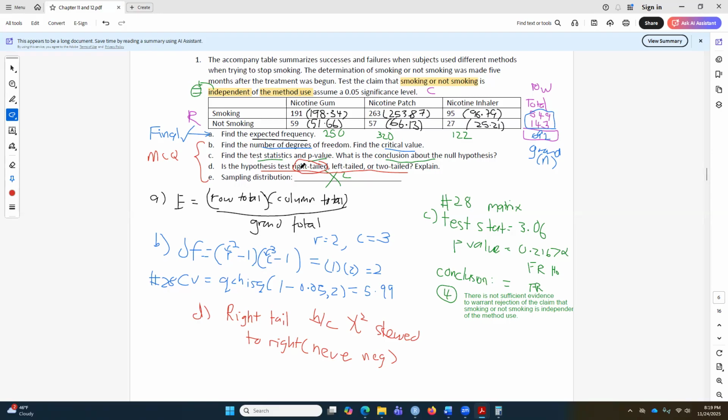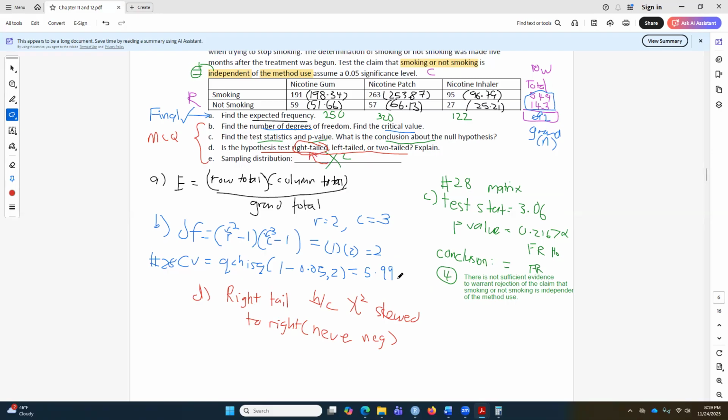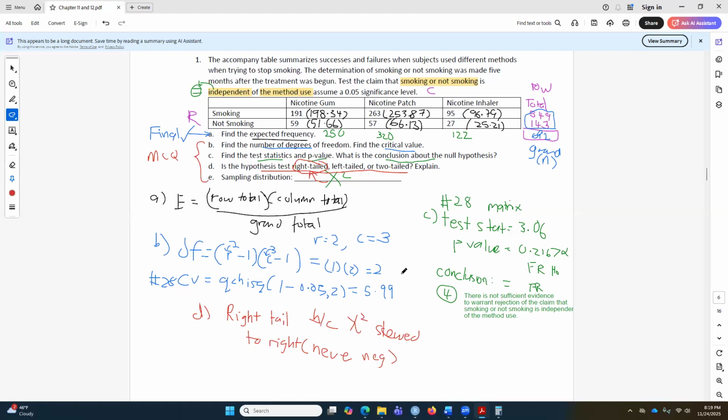Don't forget, all chi-square is a right tail test. And the reason why is because chi-square is skewed to the right. It can never be negative. So that's the reason why it is always a right tail test. You guys all right here?